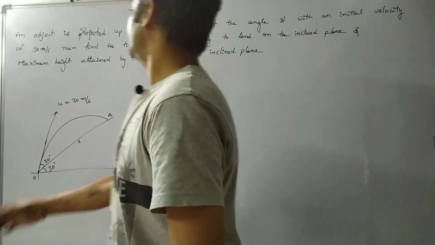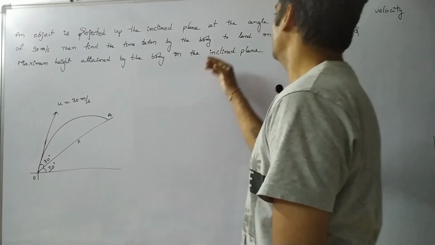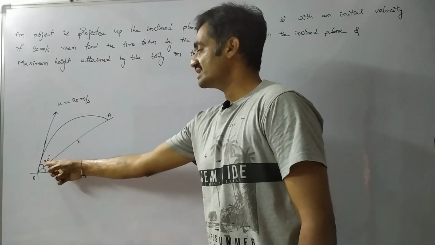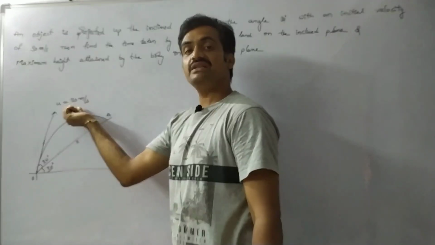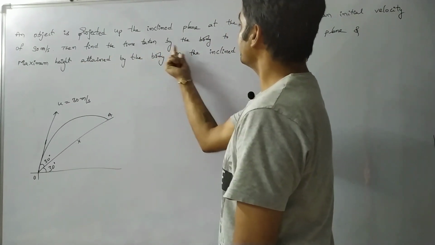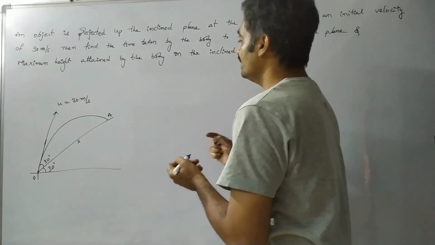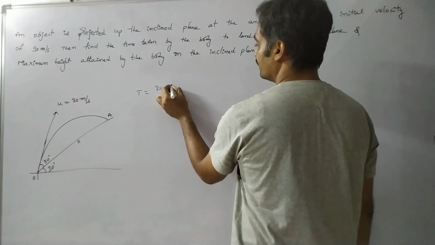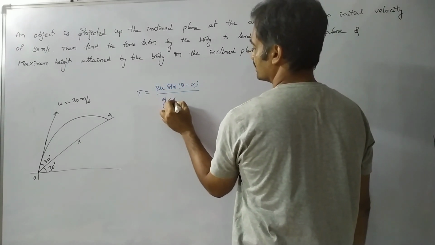The next problem is an object is projected up the inclined plane at an angle of 30 degrees. So here the body is being projected at an angle of 30 degrees with an initial velocity of 30 meter per second. Then find the time taken by the body to land on the inclined plane. So here we have to represent the time of flight. We know that the time of flight is given as t equals 2u sin of theta minus alpha by g cos alpha.